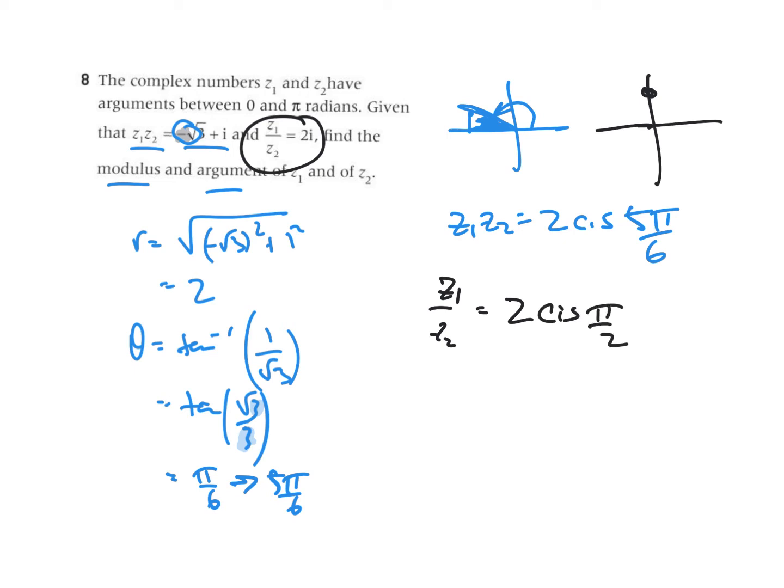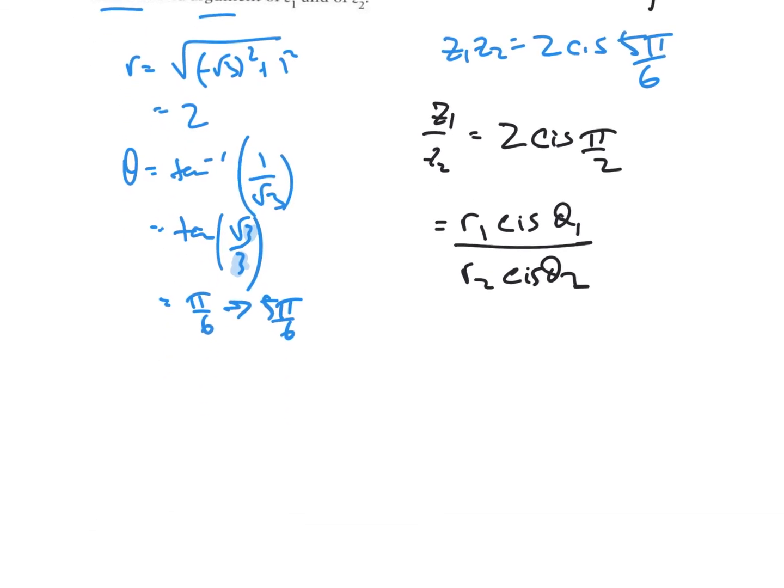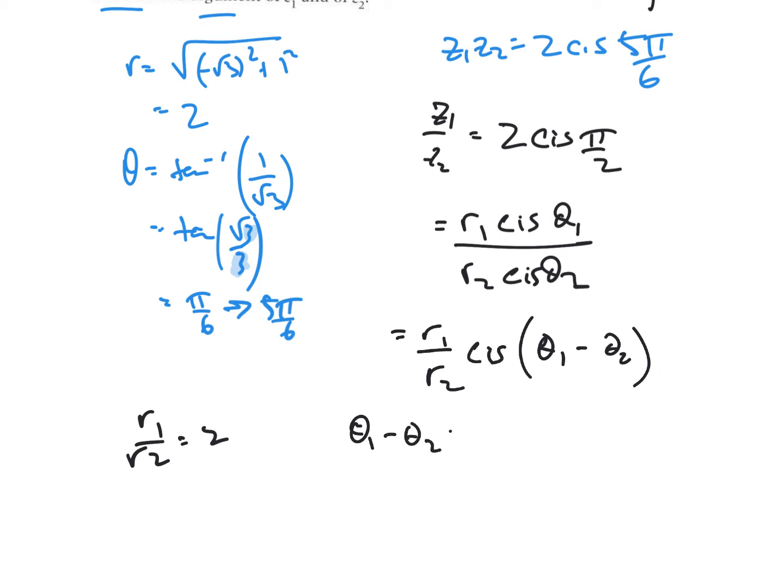So if I think about now, z1 divided by z2 is equal to r1 cis theta 1 divided by r2 cis theta 2. And so that's the same thing as saying r1 over r2 cis. When I divide complex numbers, I subtract the angles. And so I know that r1 divided by r2 is equal to 2, and theta 1 minus theta 2 is equal to pi by 2.